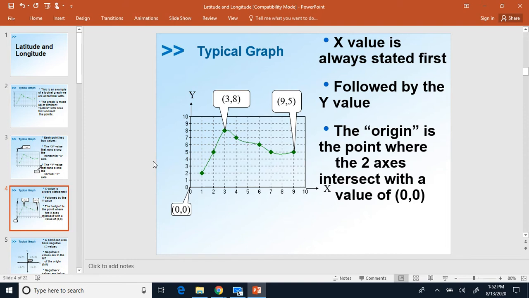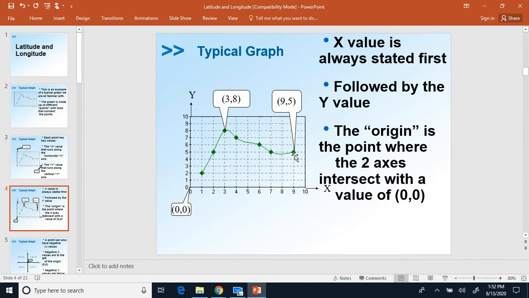Now, as I said, in math, x is always first. However, in social studies, we go the opposite. So you can see in our example here, this point right here is showing 3, 8. That's what you do in math: you go x first, then y. But in social studies, it's going to be the opposite. Instead, it would be 8, 3.